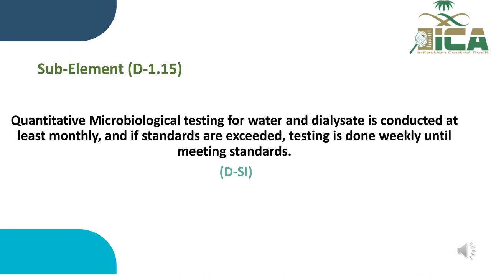Sub-element D1.15. Quantitative microbiological testing for water and dialysate is conducted at least monthly, and if standards are not met, testing is done weekly until meeting standards. It is determined by document and staff interview.